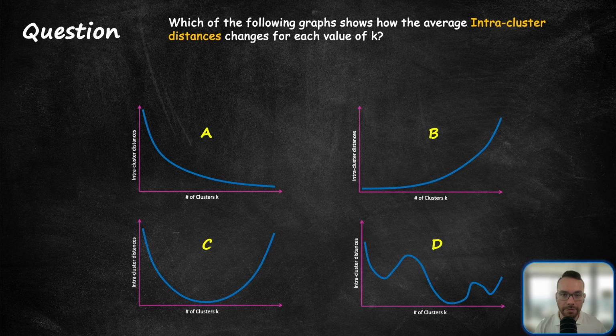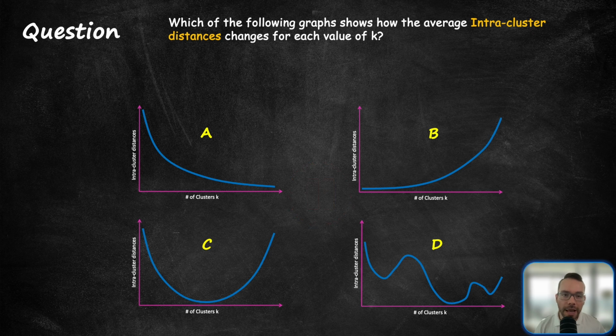Okay, before introducing a method to calculate the optimum value of k, let's try to answer this question. Looking at the following graphs, each graph shows how the average intra-cluster distance changes as we increase the value of k, or the number of clusters. Feel free to pause here and think through this for a minute or so.